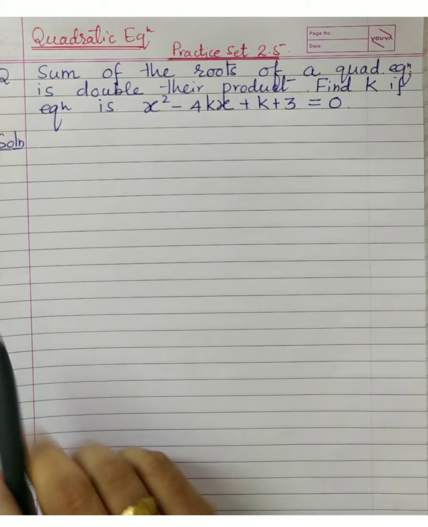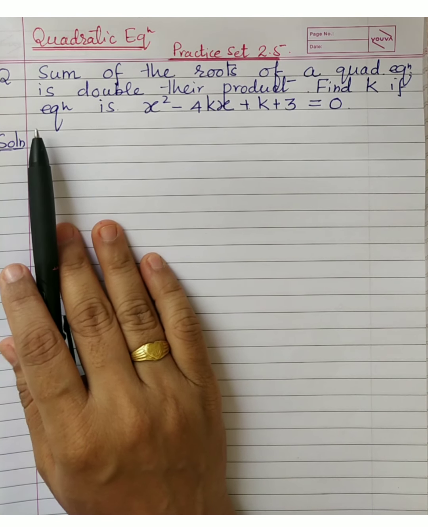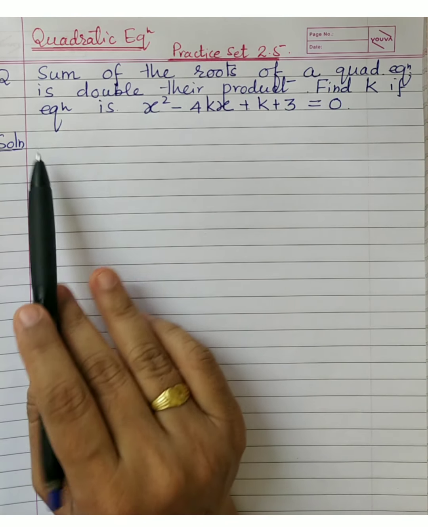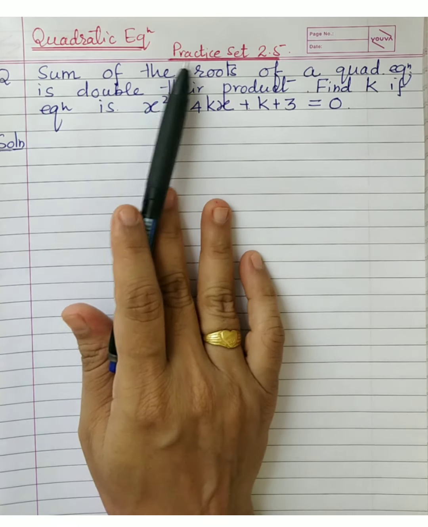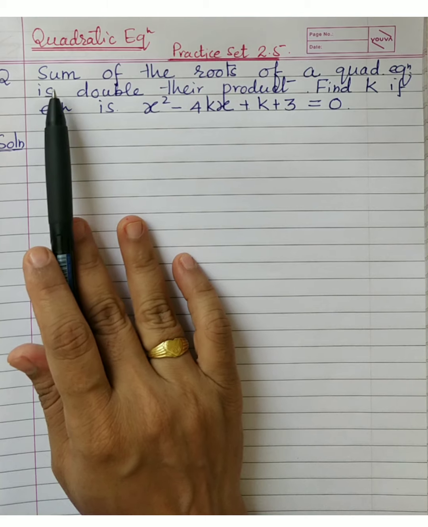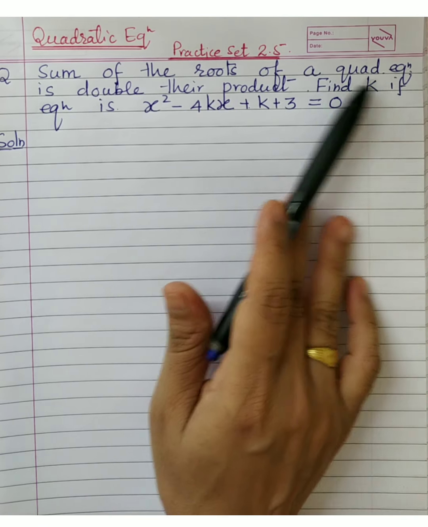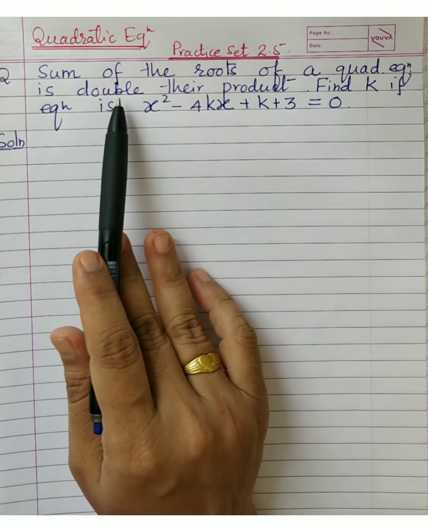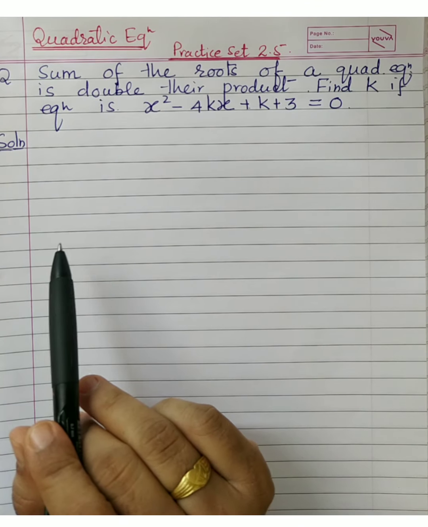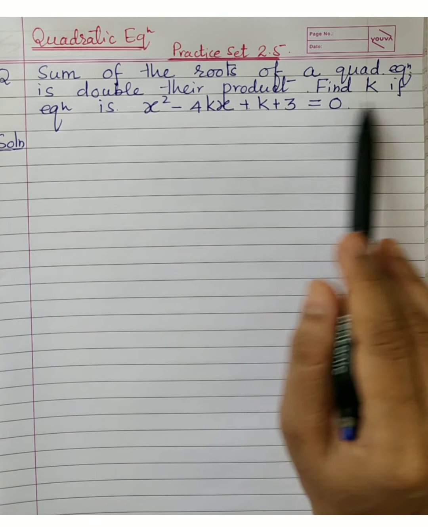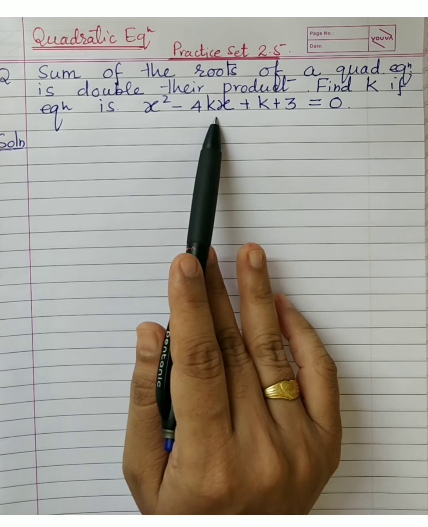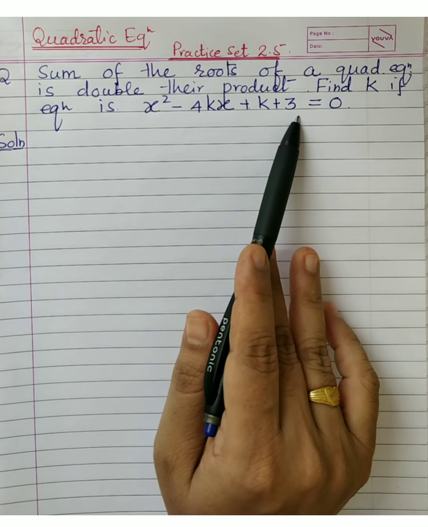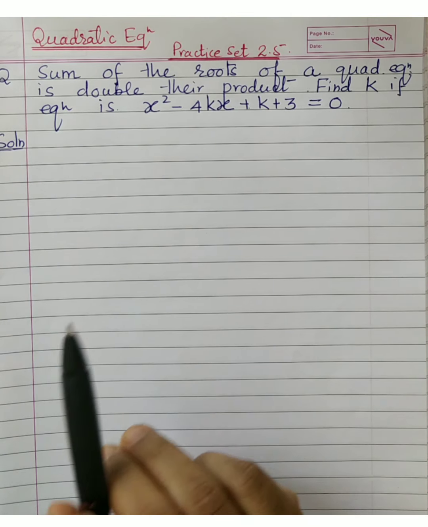Good morning, children. In quadratic equations, today we shall see the sums involving the relation between the roots and the coefficients. Practice set 2.5. This question, you see: the sum of the roots of a quadratic equation is double their product. Okay, first condition. Find k if the equation is x² - 4kx + k + 3 = 0.